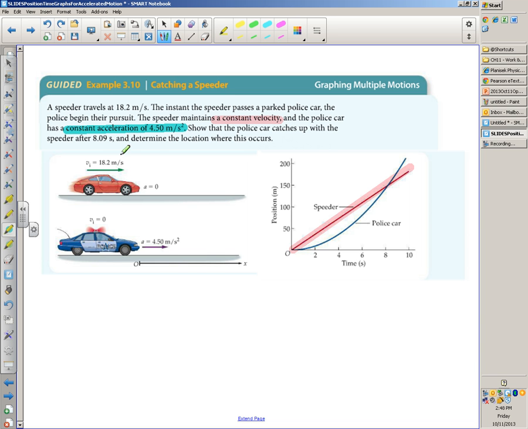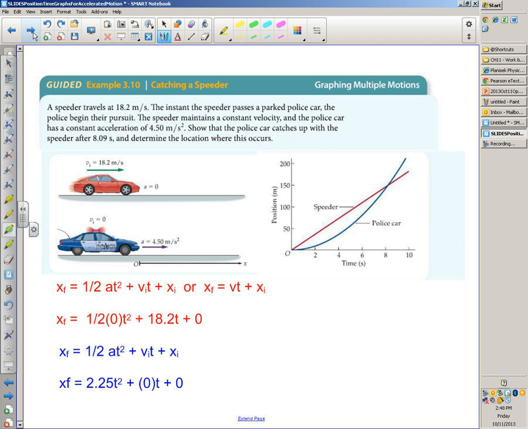Now, let's go about answering this question, right? Show that the police car catches up with the speeder after 8.09 seconds. What that's really saying is 8.09 seconds is the answer. Show me that that's the answer. So we're going to use these equations that I just introduced to you. So there's the equation for the speeding car.